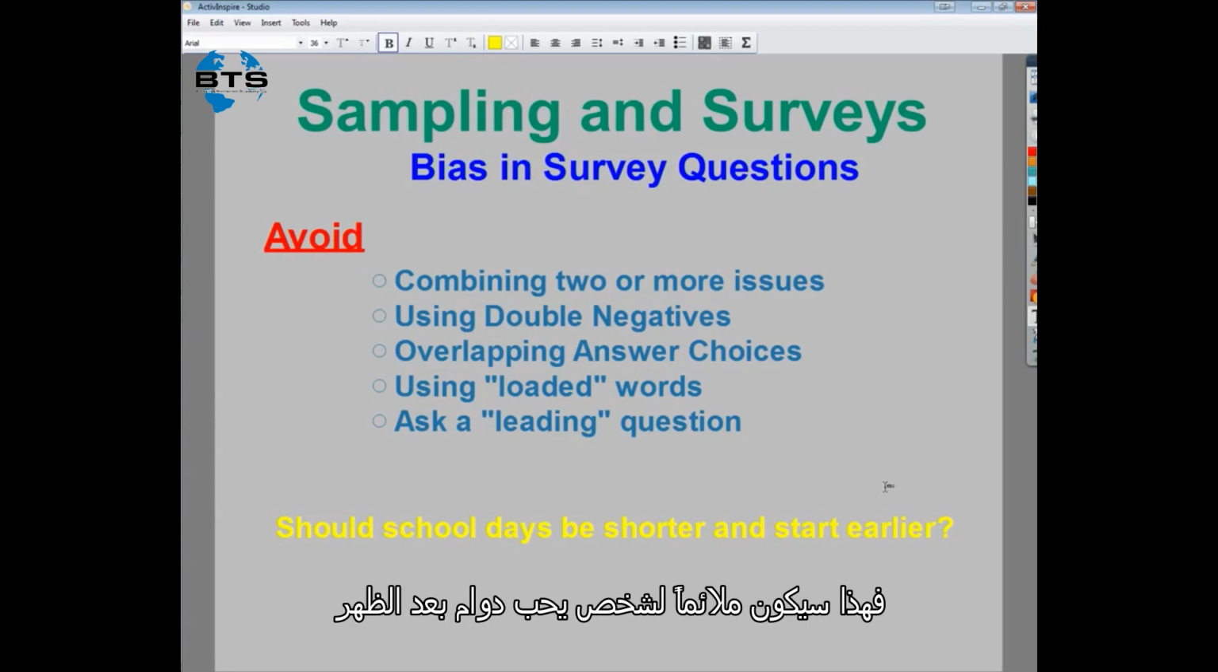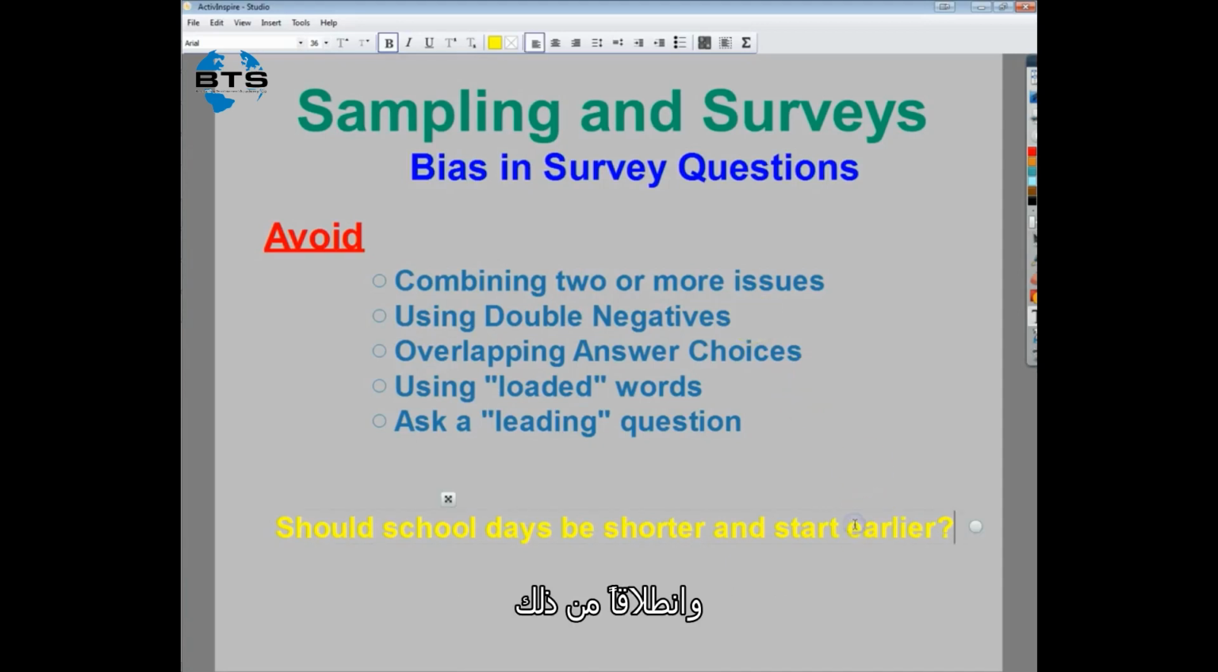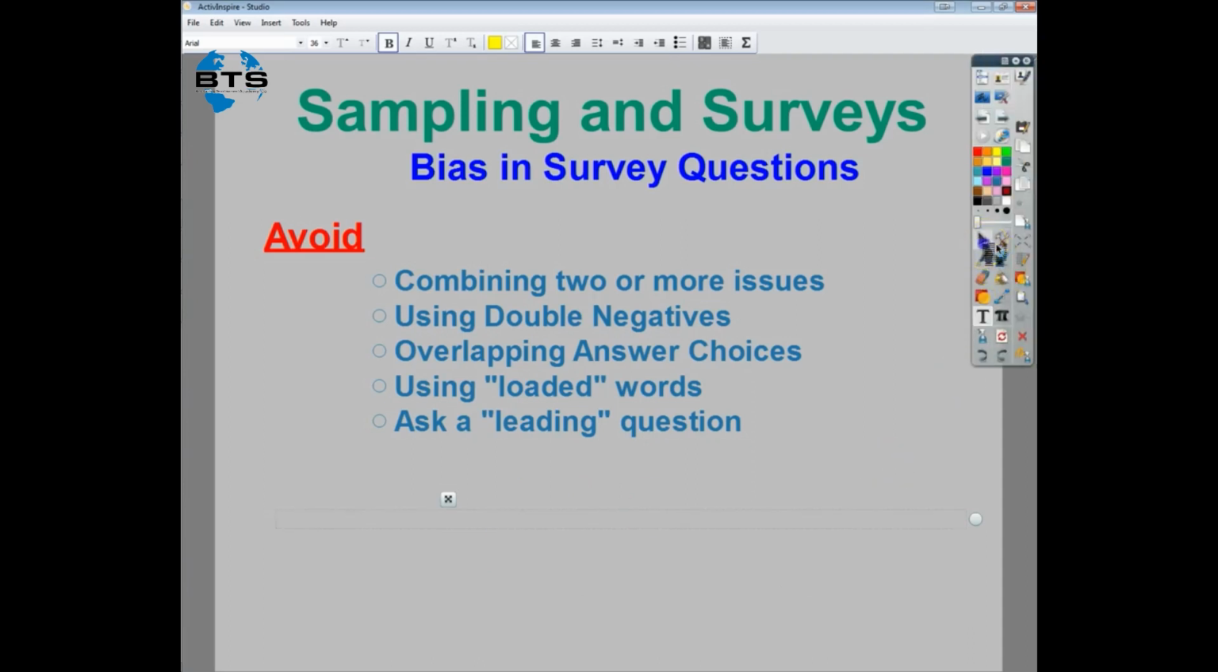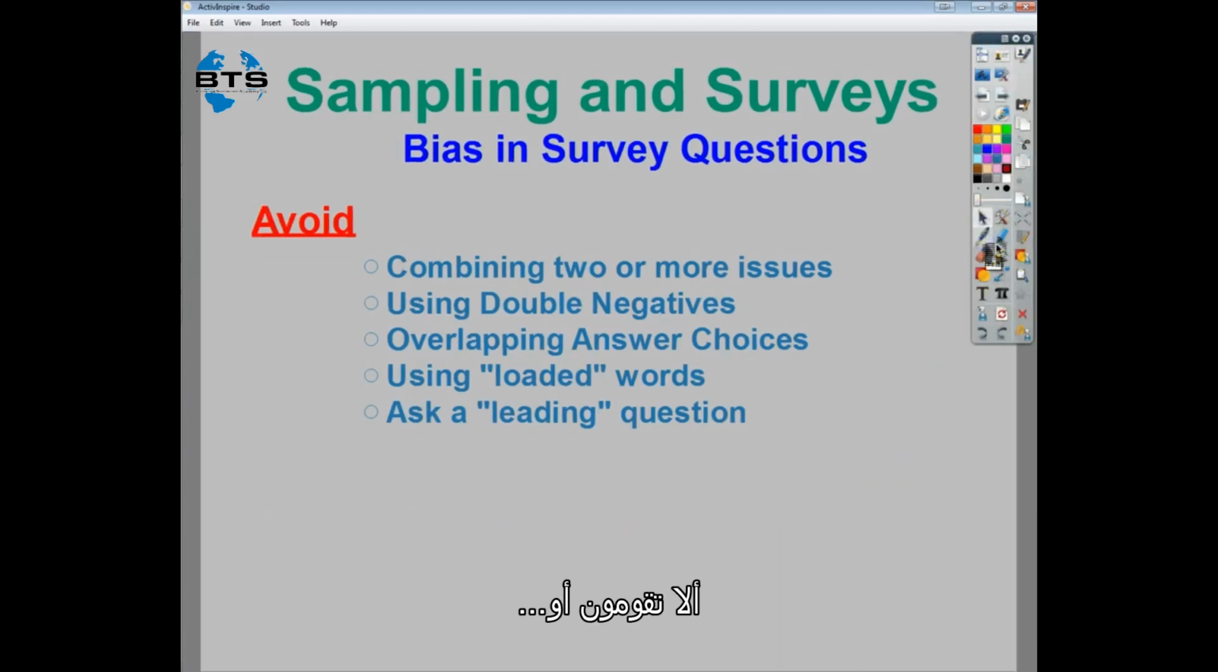That would be perfect for somebody who really likes afternoons, but not anybody else. So once I entered two components into the equation, it added bias to it, so it's not a good survey question. From there, we may deal with using double negatives. Do you not disagree? That kind of thing. Anytime you use double negatives, you're starting to add sort of murkiness into the question process, and people may choose the wrong thing, something that they don't mean.